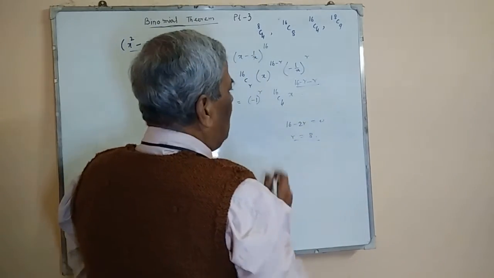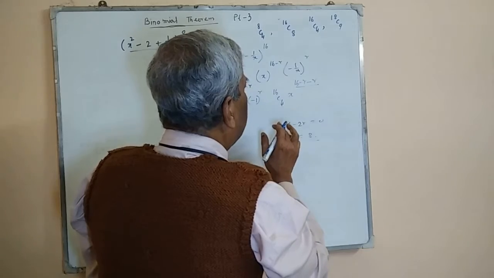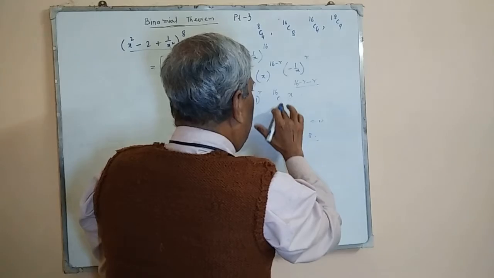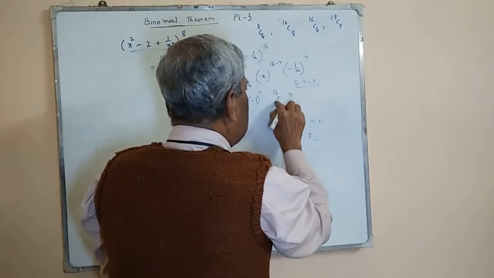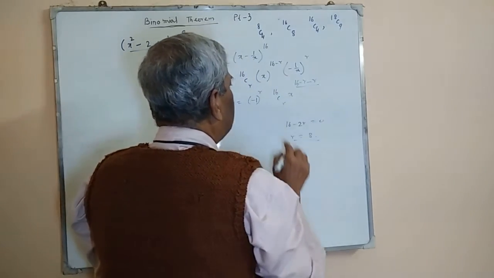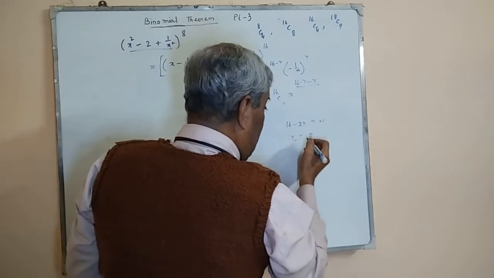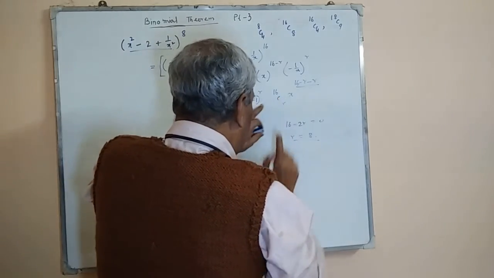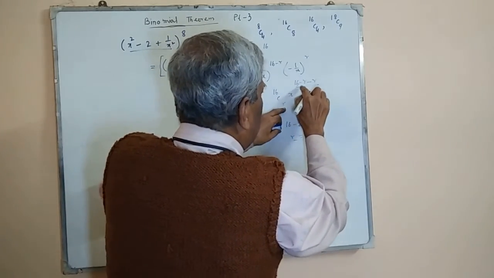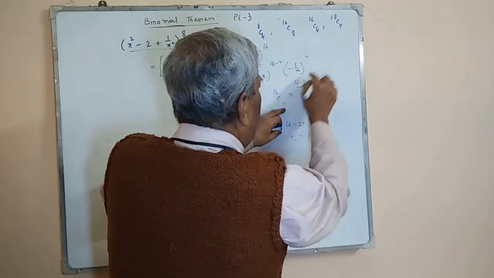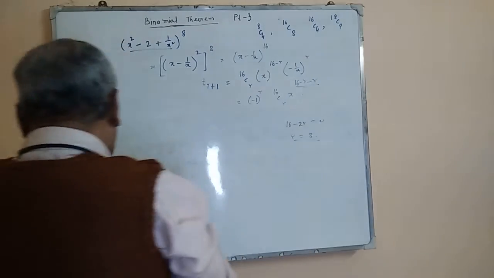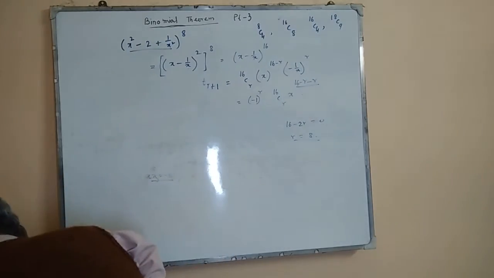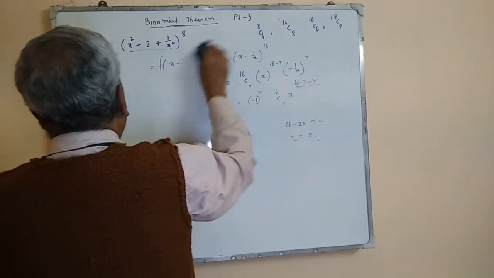So the term independent of x is 16cr. Now with r equal to 8, minus 1 to the power 8 is 1, and 16c8 is our answer, and the power of x must be 0, that is x to the power 0 is 1. So in that way also 16c8. Which one is convenient to you, you use that. Next problem.